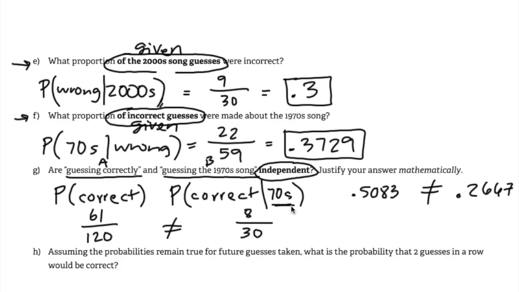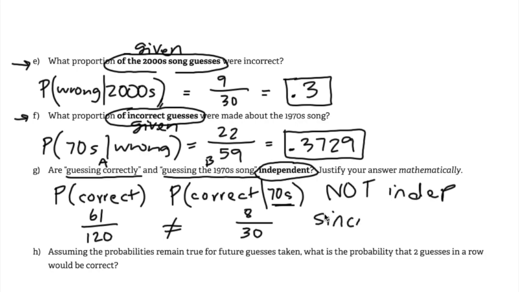So it seems like the 70s, or what decade we were guessing, had an impact on whether the answer was correct or not, because overall we were more like 50% correct, but for the 70s it was like 27% correct. So that tells us that these two events are not independent. So I would write not independent, since probability of correct did not equal probability of correct given 70s.